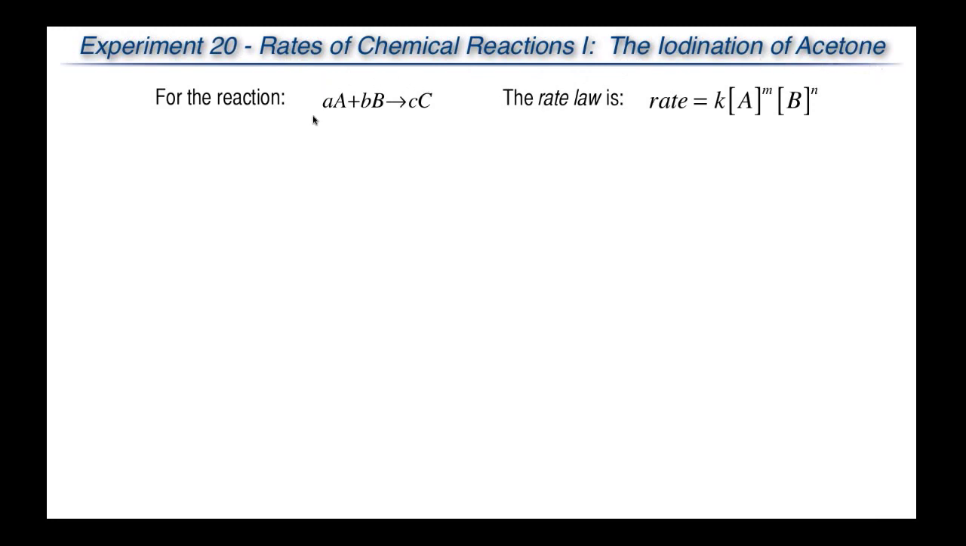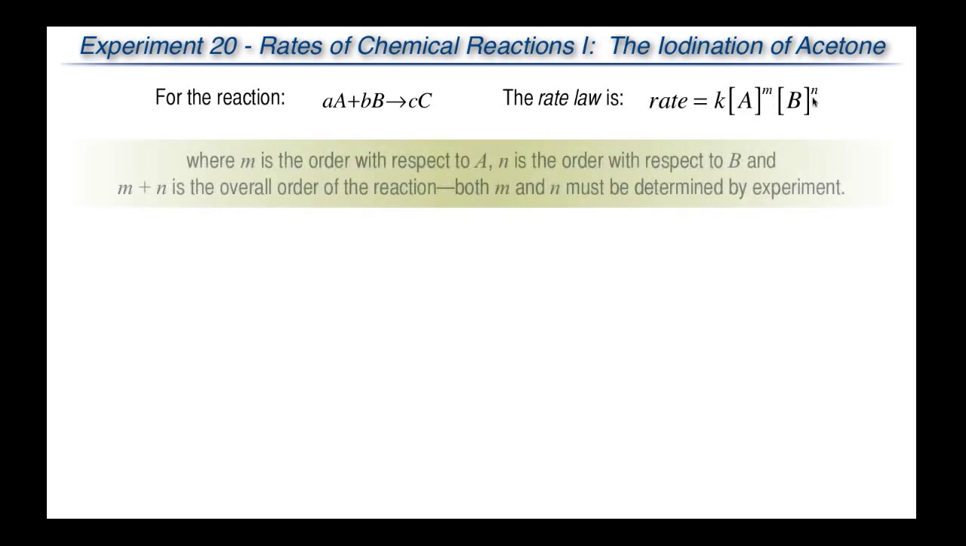So recall from lecture that for a reaction A plus B going to C, the rate law can be expressed as the rate equals k, the rate constant, times the molar concentration of A raised to the m power, times the molar concentration of B raised to the n power. Recall that m is the order of the reaction with respect to A, and n is the order of reaction with respect to B, and overall, m plus n represents the order of the reaction itself. Now remember that m and n must be determined by experiment. They do not correspond to the coefficients from the balanced chemical reaction.